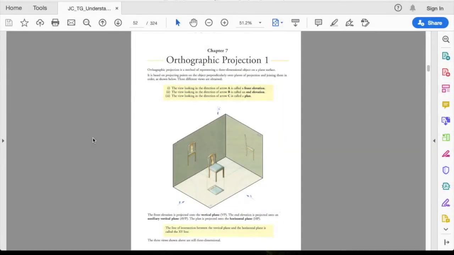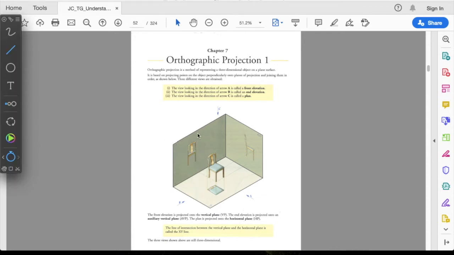In this video, we're going to look at knowing when to put the end view on the right of the elevation or on the left of the elevation, and also what hidden detail is and how to use it. So first of all, we're going to go back and have a look at this diagram here, talking about where orthographic projection comes from, because this is important as to why the end view goes on one side rather than the other.